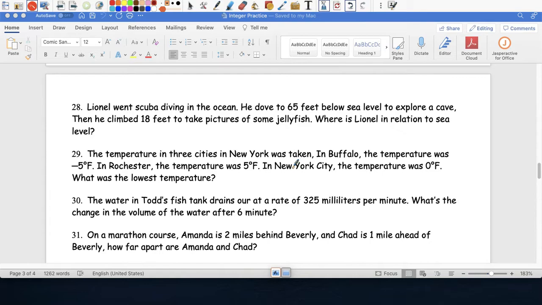30. Water drains at 325 milliliters per minute. What's the change in volume of the water after 6 minutes? Well, negative 325 per minute times 6. It's going to give me a negative. So after 6 minutes, the tank is going to be down 1,950 milliliters.